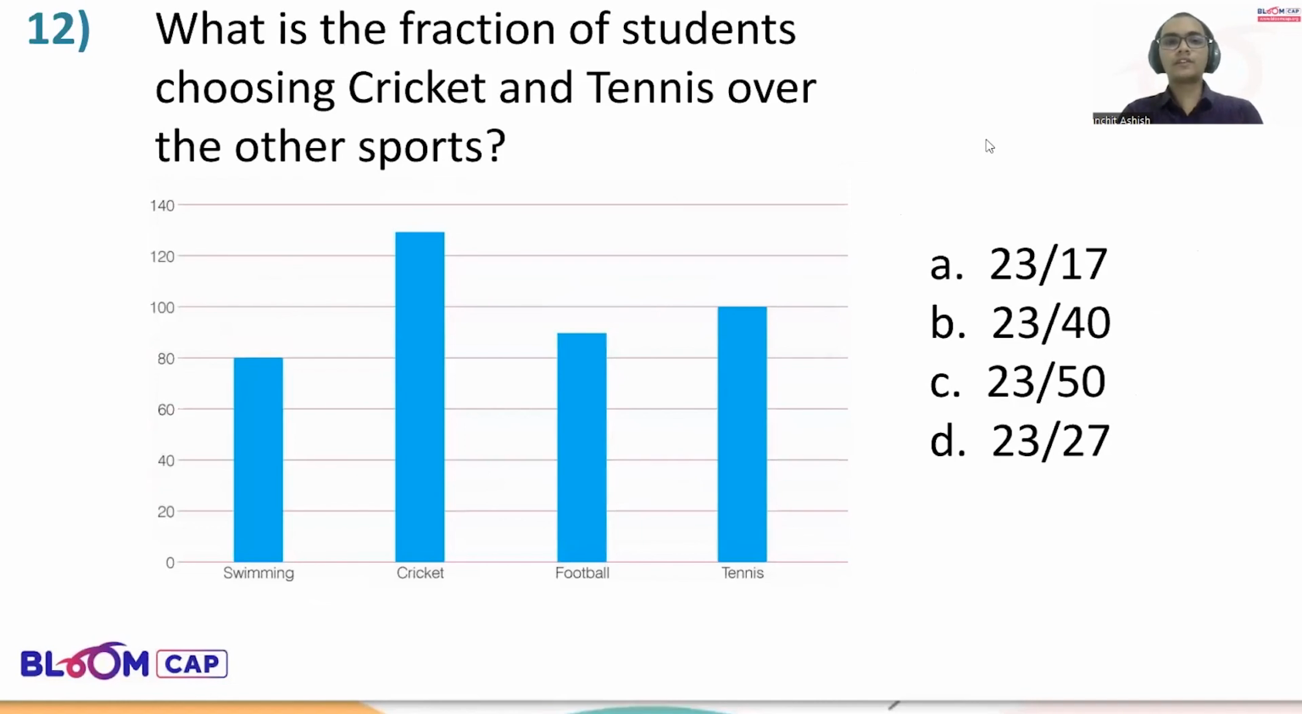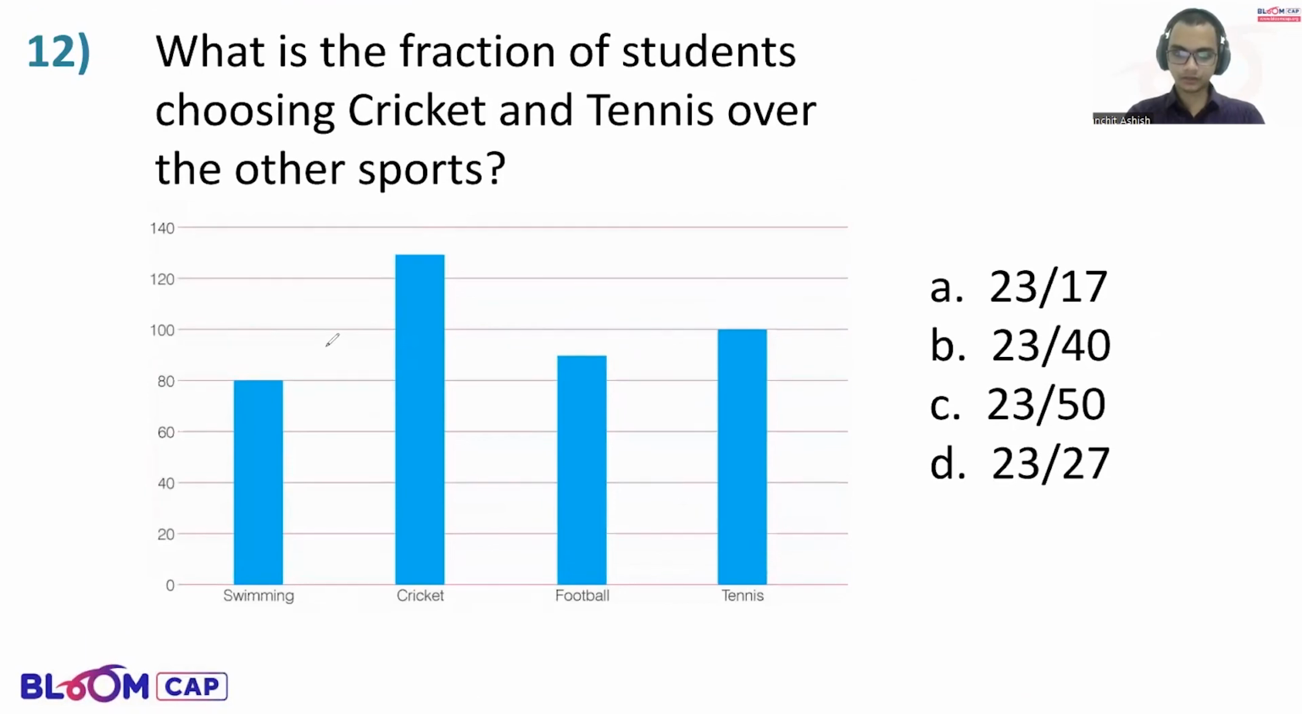Now, what fraction of students are choosing cricket and tennis over the others? Okay. So first we have to find out how many students are choosing what. How many students are choosing what? Right? So again, let's write the numbers.